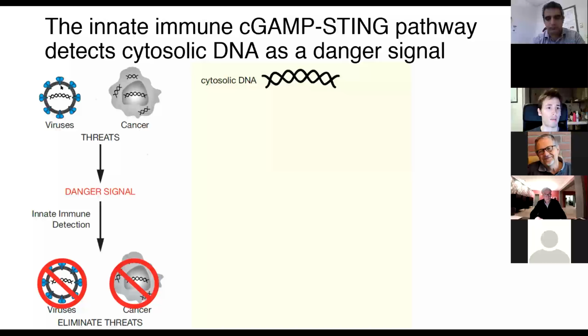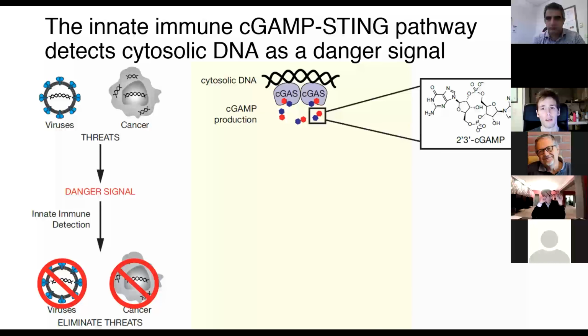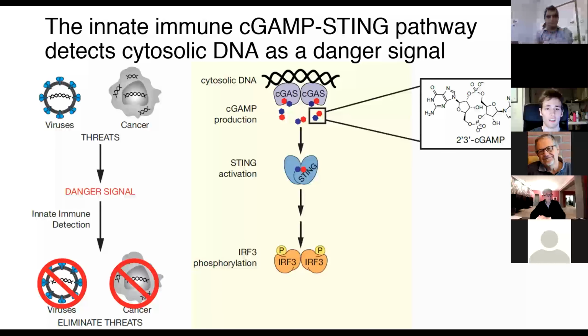For example, double-stranded DNA viruses, when they infect cells, can often release DNA into the cytosol. Cancer cells also frequently have DNA within their cytoplasm as a result of chromosome missegregation. When DNA is present in the cytosol, it's detected by the enzyme cGAS, which upon binding to DNA becomes active and synthesizes the small molecule 2',3'-cGAMP, pictured here. cGAMP goes on to bind to its receptor STING, which results in kinase activation and phosphorylation of the transcription factor IRF3, which ultimately results in transcription of interferons and activation of the immune system in order to deal with the threat.